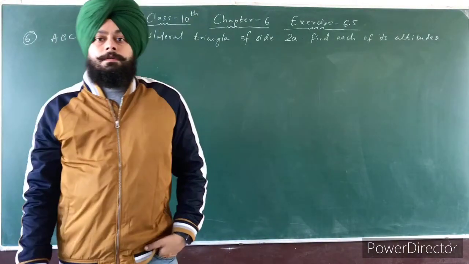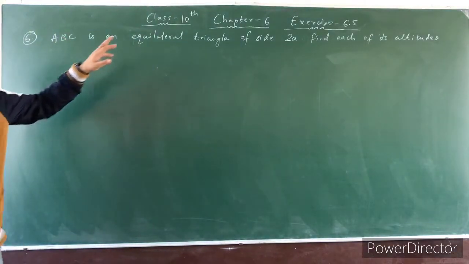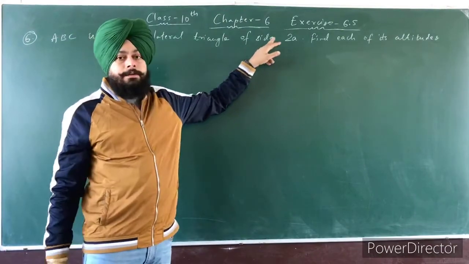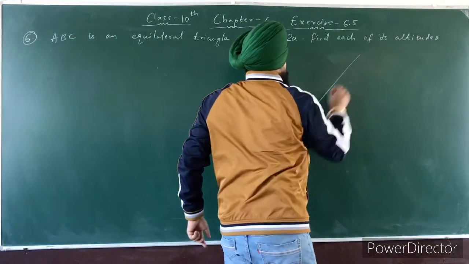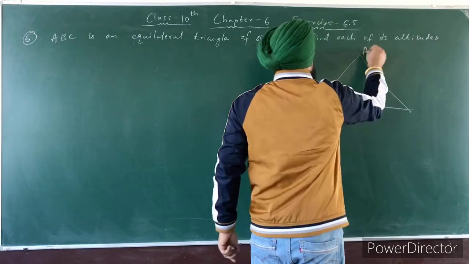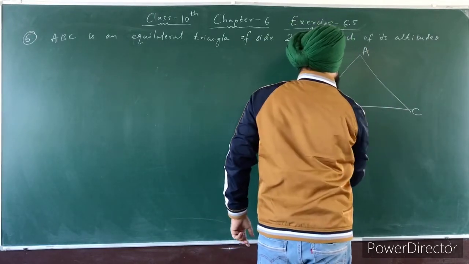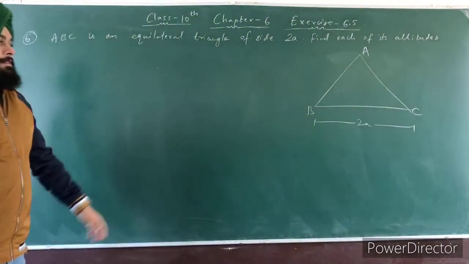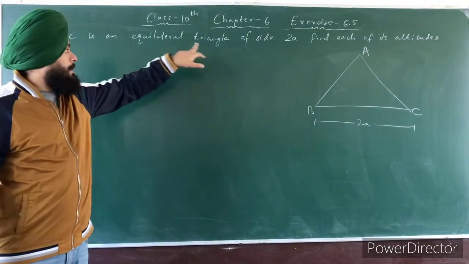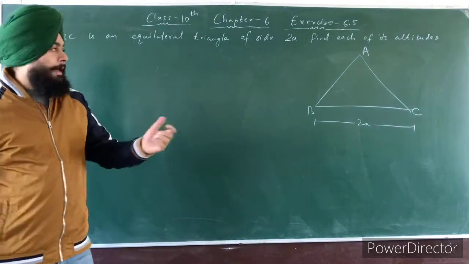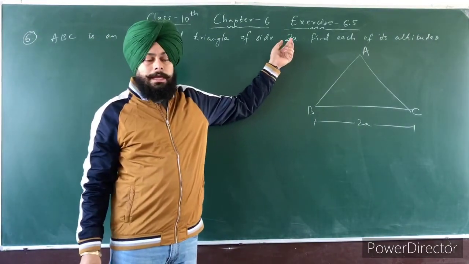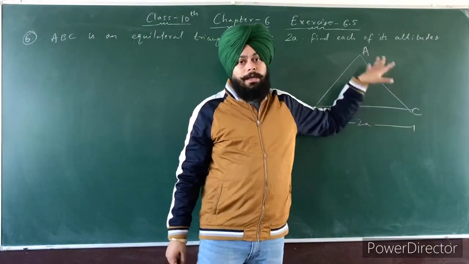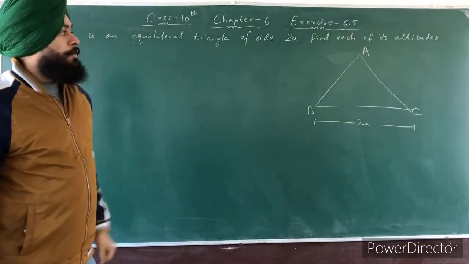Good morning, students. Next, question number 6 of exercise 6.5. ABC is an equilateral triangle of side 2a. The given is that ABC is a triangle which is equilateral, in which all sides are equal, having length 2a. And in an equilateral triangle all sides are equal, so the lengths of AB, BC and CA are all 2a. Find each of its altitudes.